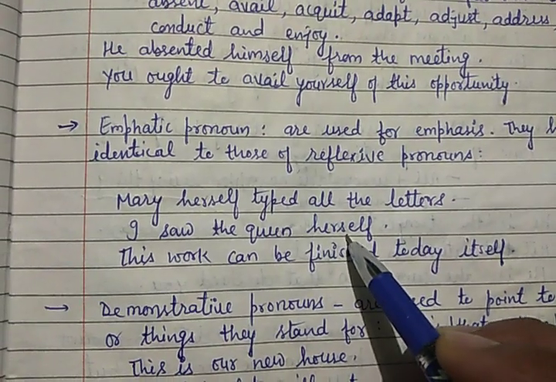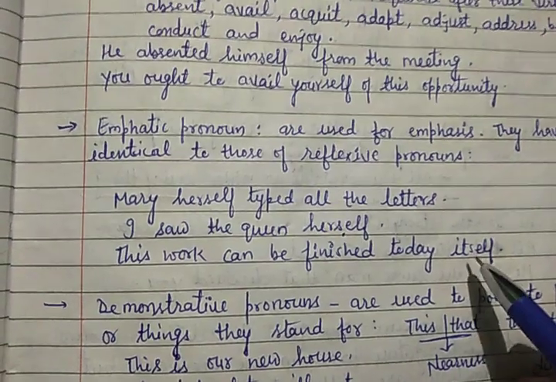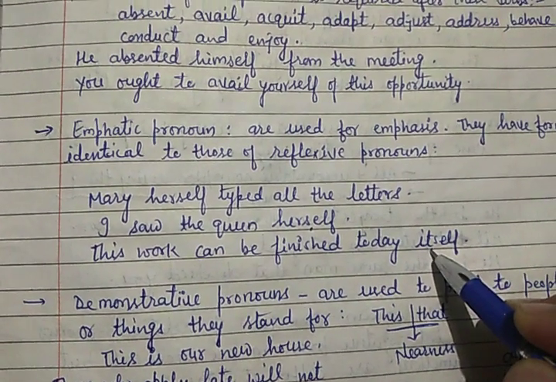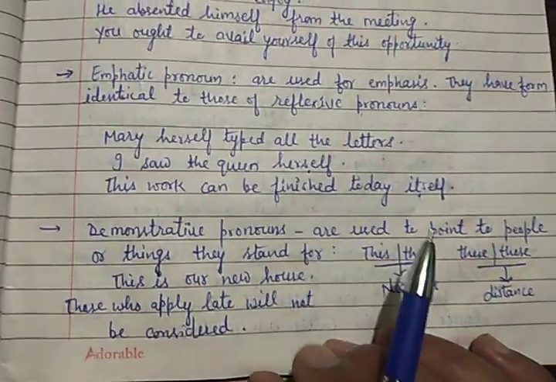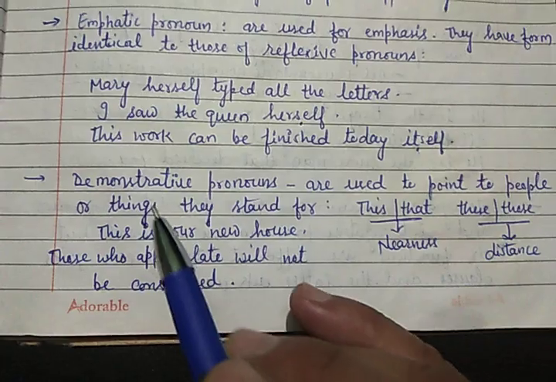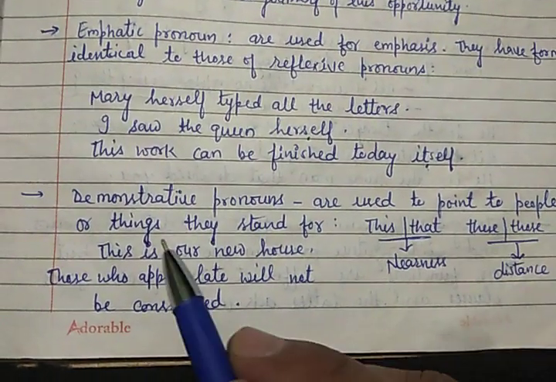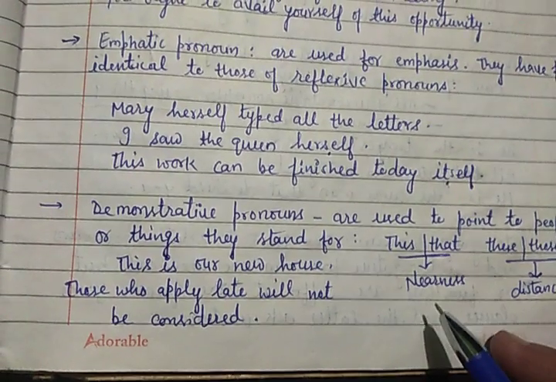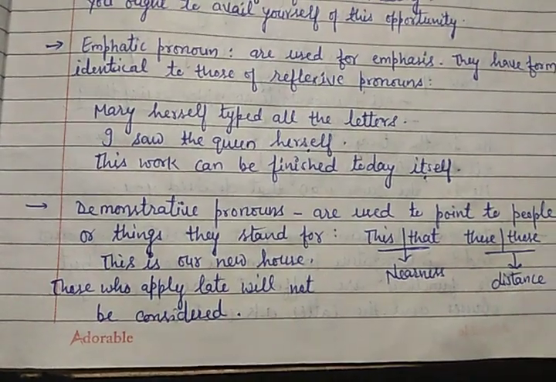Here herself is used in this sentence, and in "This work can be finished today itself," itself has been used. They are examples of emphatic pronouns that are used in the sentences we have read. Then comes the demonstrative pronoun, used to point to people or things they stand for. This and that are used to show nearness, and these and those are used to show distance.